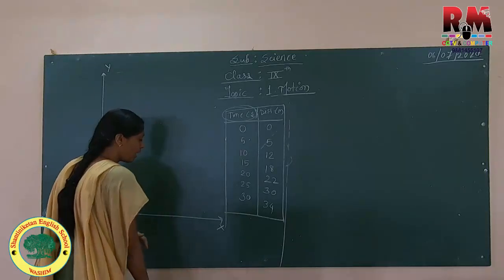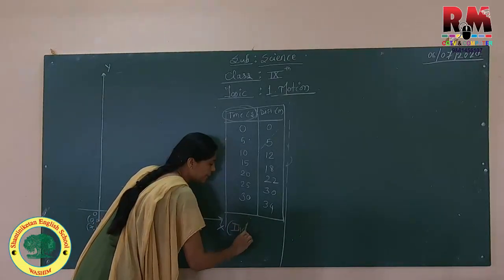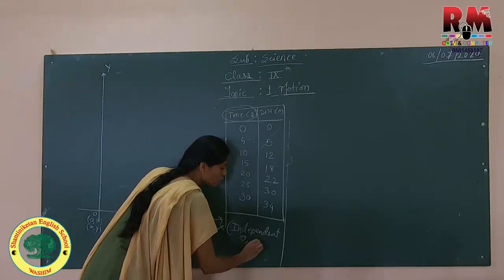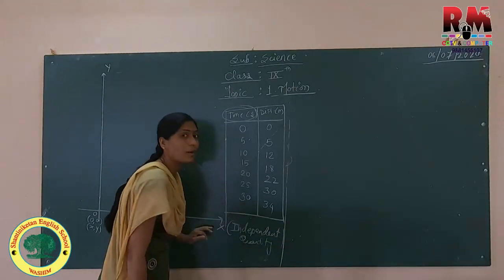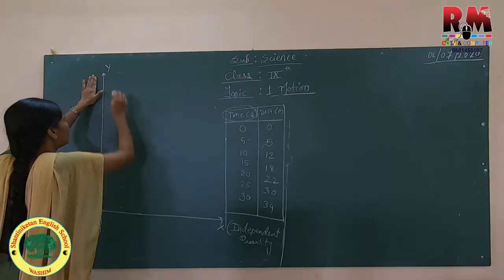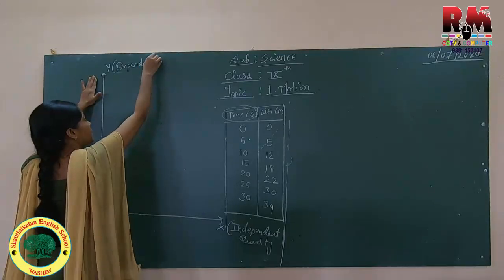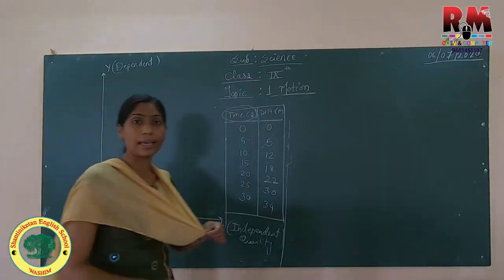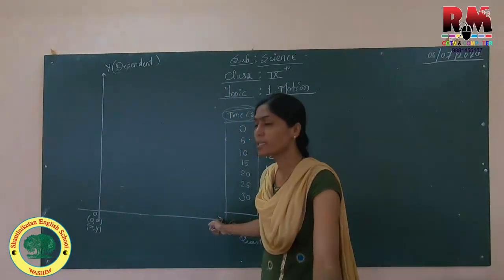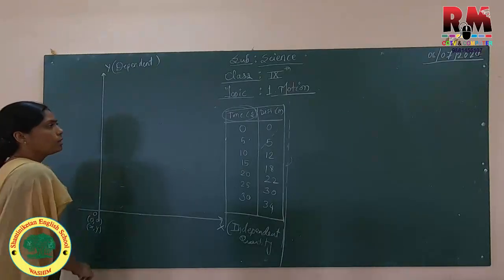So every time, on the x-axis you need to write the independent quantity, which does not depend on anything. And the other quantity, the dependent quantity, should be written on the y-axis. Again I am repeating, the independent quantity must be written on the x-axis and the dependent quantity must be written on the y-axis. Okay, so it's very simple.